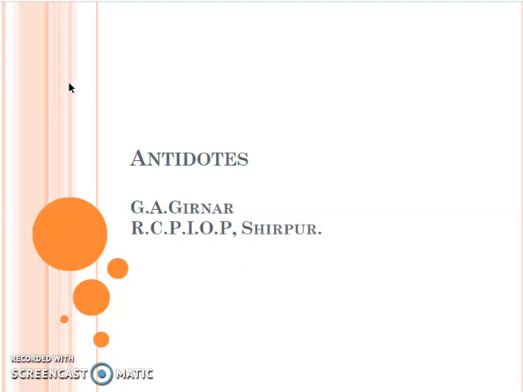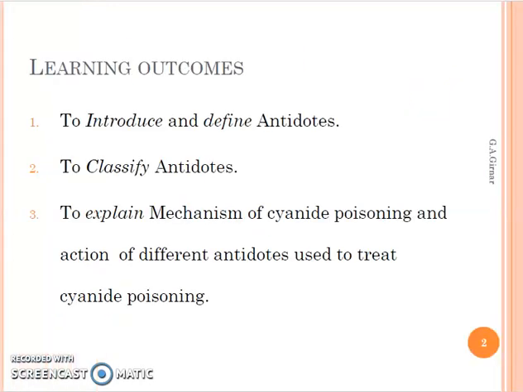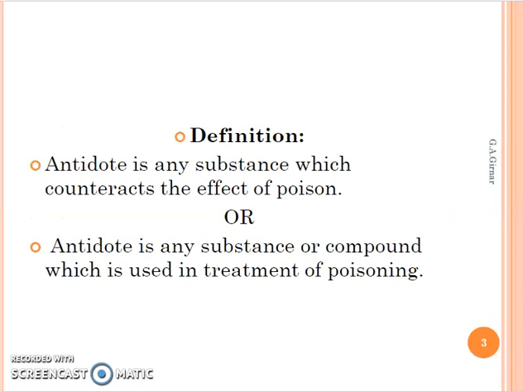Today we are going to discuss the topic antidotes. In this topic we will see the different parts. After completion of this lecture, the student will be able to introduce and define antidotes, classify antidotes, and explain the mechanism of cyanide poisoning and the action of different antidotes used to treat cyanide poisoning. Now we will see in detail the chapter that is antidote.